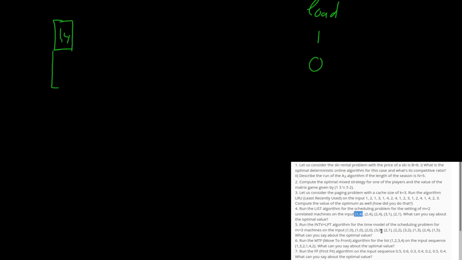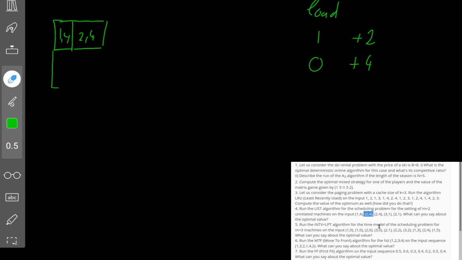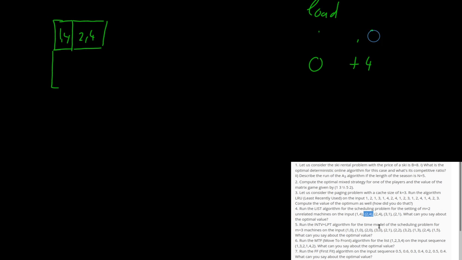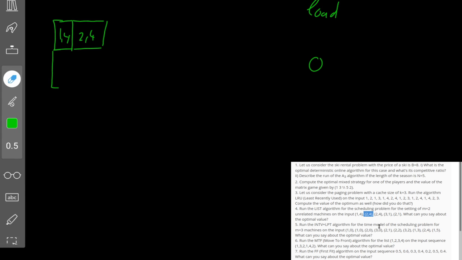Now then comes the second input, which is 2,4. Again, I have to compare 1 plus 2 and 0 plus 4. Now this is 3 and the second one is 4, so again 3 is smaller, which means that I will put this 2,4 here. And of course I will update the actual load of the machines.